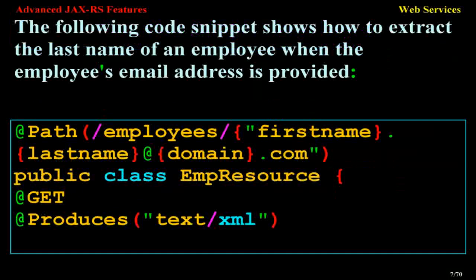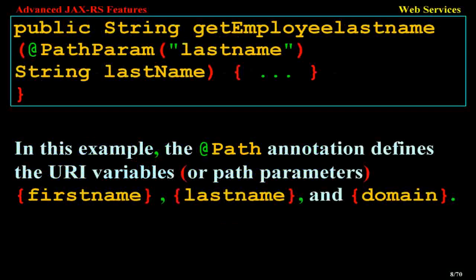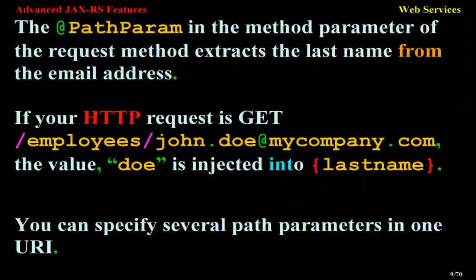@Path("/employees/{firstname}.{lastname}@{domain}.com") public class EmpResource { @GET @Produces("text/xml") public String getEmployeeLastName(@PathParam("lastname") String lastName). In this example, the Path annotation defines the URI variables, or path parameters, firstname, lastname, and domain. The PathParam annotation and the method parameter of the request method extract the last name from the email address. If your HTTP request is GET /employees/john.doe@example.com, the value Doe is injected into lastName.